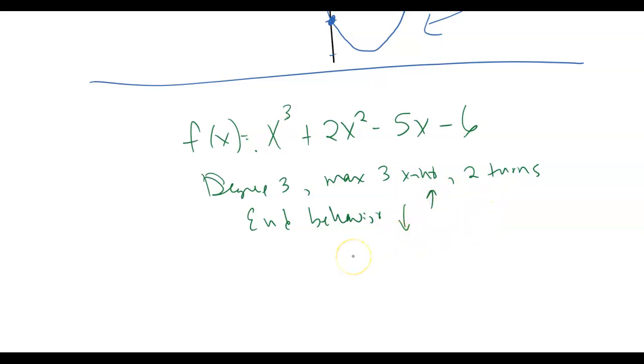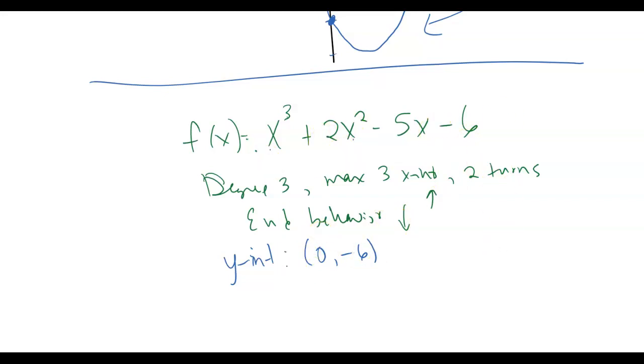Okay, so now I'm going to find my y-intercept. So the y-intercept is going to be, I plug in 0, so I'm going to do this in my head. So 0 plus 2 times 0 minus 5 times 0. So I'm only going to be left with that negative 6 at the back. So that was plugging in 0, mental math.